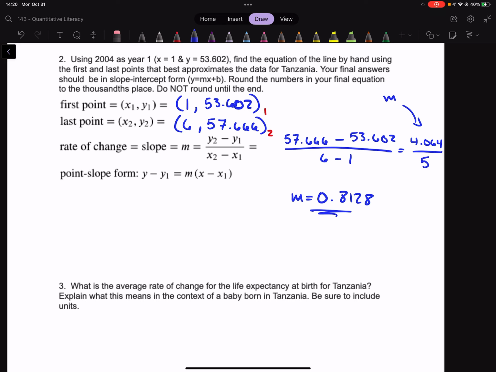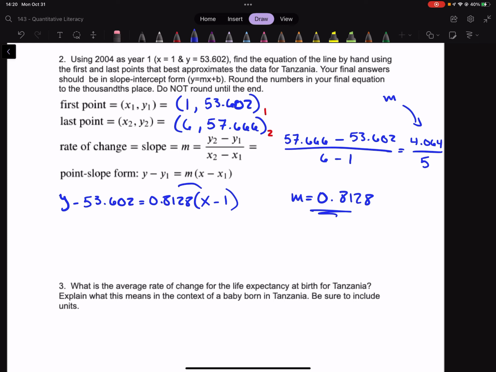All right, so now they want us to put this in point slope form. Now you can use either one of these points to develop your point slope formula, but let's just use the first point and drop this slope into the point slope along with the coordinates from our first point here. So that's going to look like y minus 53.602 equals this slope times x minus 1. Excuse me, sorry about that.